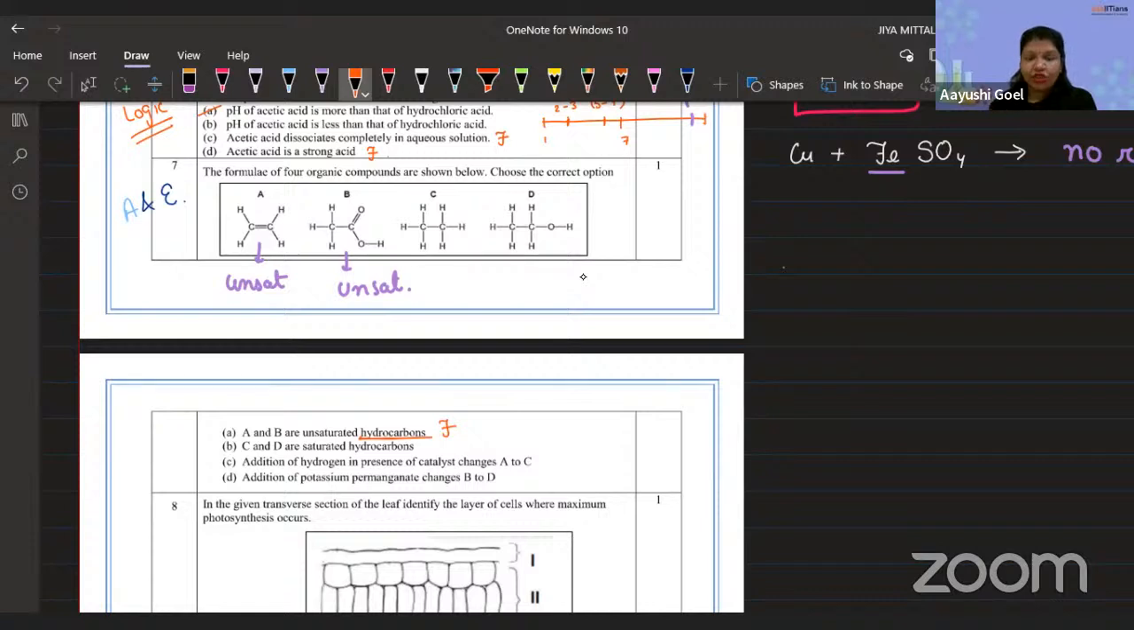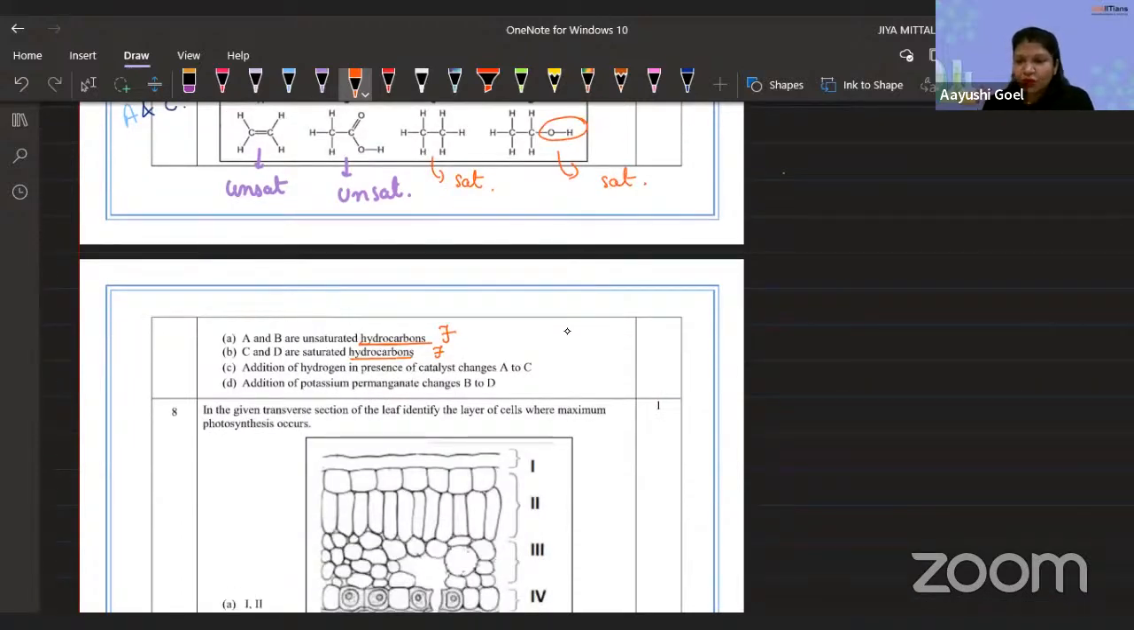C and D are saturated hydrocarbons. Okay, C is saturated, correct. D is also saturated, but D is not a hydrocarbon because oxygen is there. So in that case, this word hydrocarbon makes it false. Yes, Dhruv, the sigma bond. What you are talking about, the sigma bonds.